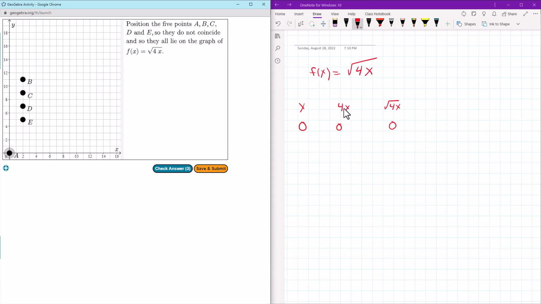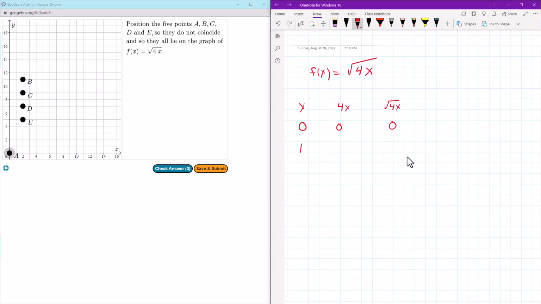Now, what we want to do is choose those values of x so that 4 times x is a perfect square, so that we can actually snap these points to the grid, which is kind of what we need to do. So we can let x be equal to 1. Why? Because 4 times 1 is 4, which is a perfect square. So we let x be equal to 1, 4 times x is 4.